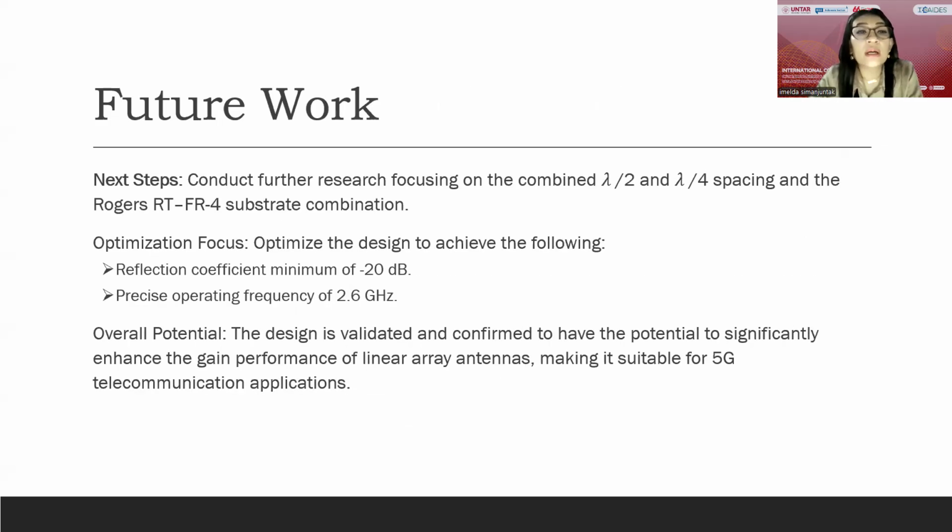For future work, we need to conduct further research on combined lambda divide 2 and lambda divide 4 spacing for the Rogers and FR4 substrate combination, focusing on a reflection coefficient below minus 20 decibel and precise operating frequency. Overall, the design is validated and confirmed to have the potential to significantly enhance the gain performance of linear array antennas for 5G telecommunication applications.